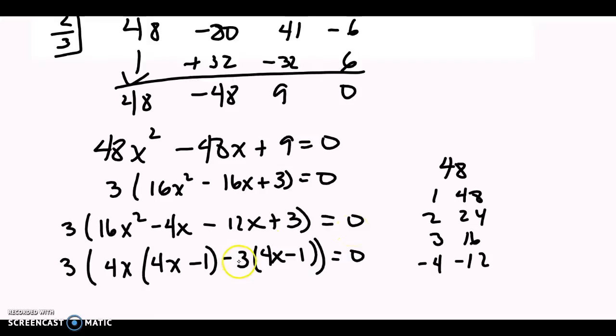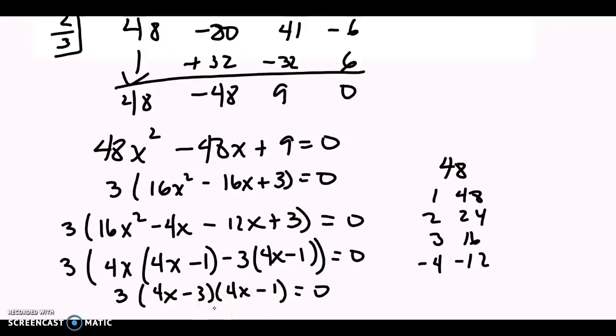Just a note, I could take a positive 3 out, and if I did take a positive 3 out, it would be a negative 4x plus 1. But then I need 4x minus 1 to match up with the second factor. So that's why I took out a negative 3 versus a positive 3 here. Our final part in factor form is going to be 4x minus 3 times 4x minus 1 equals 0.